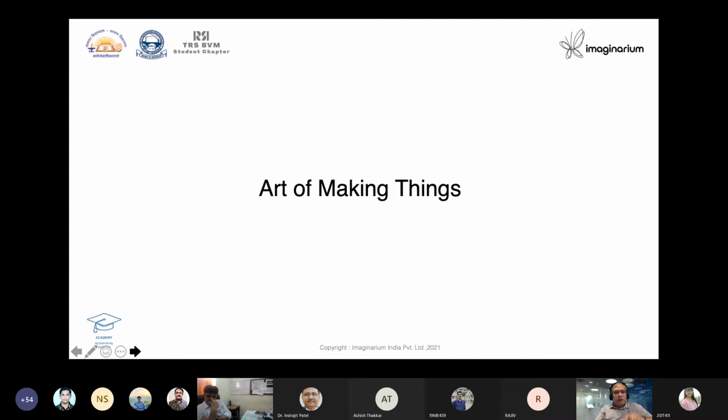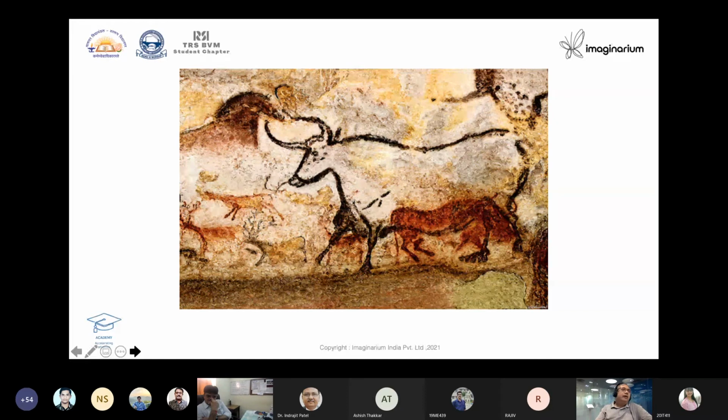But how people have been making things so far is also a very important piece of history, a piece of knowledge we need to have. Prehistoric man, woman, and children expressed themselves and created a kind of history, records in the caves, by drawing whatever they saw. You can see some of these as examples of early record keeping.